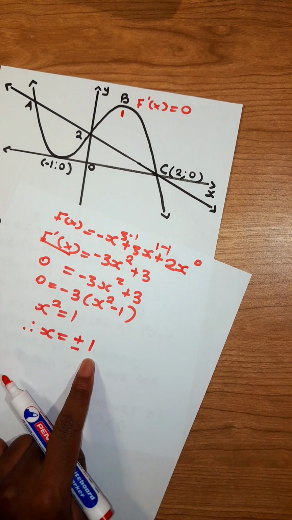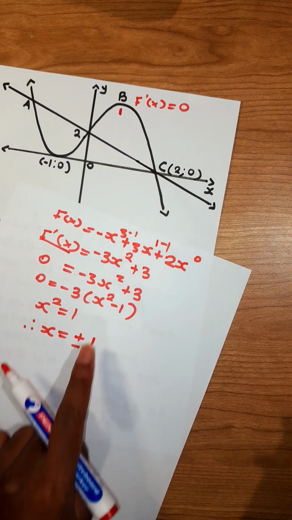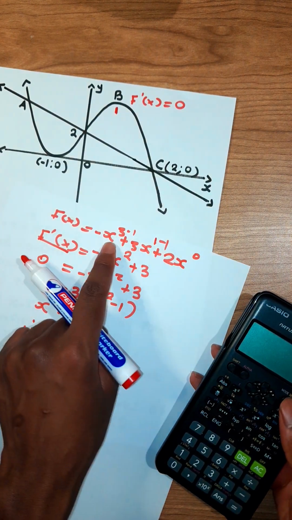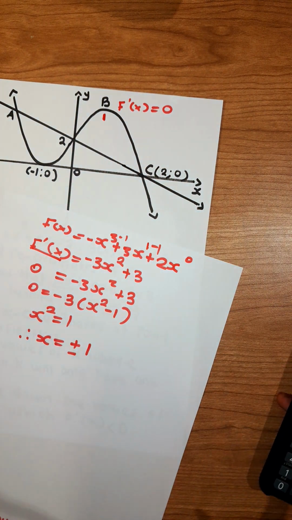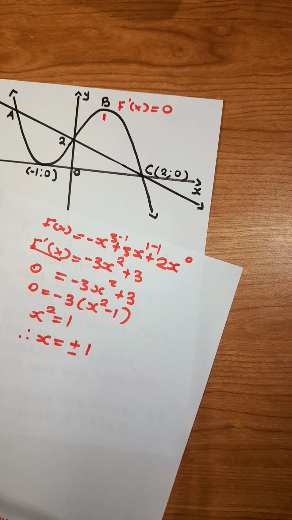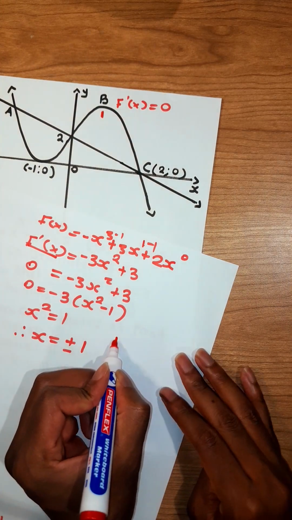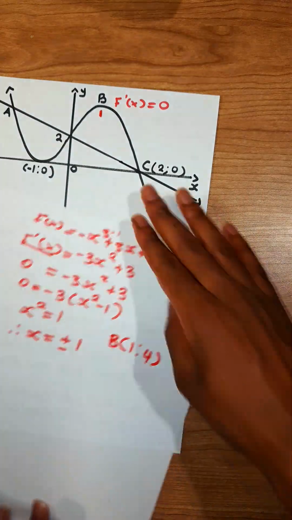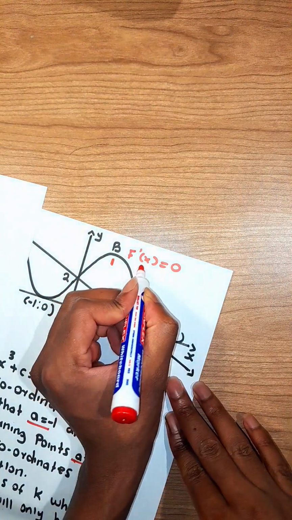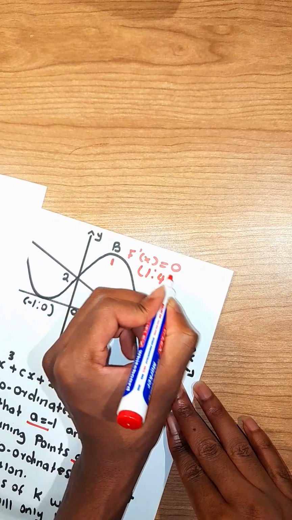But how do we find the value of y? To find the value of y, we are going to substitute positive 1 into this original expression. It's going to be minus 1 cubed plus 3 times 1 plus 2. That actually gives us 4. So it means that the coordinates of B are 1 and 4. So that's what we're going to write. We're going to say, well, B is 1 and 4, right?